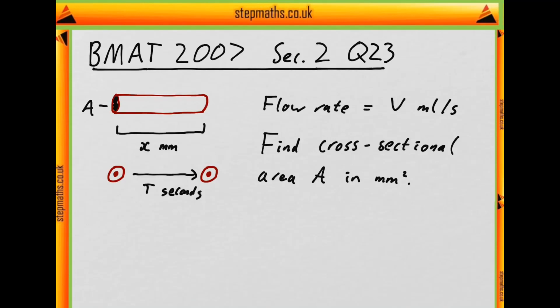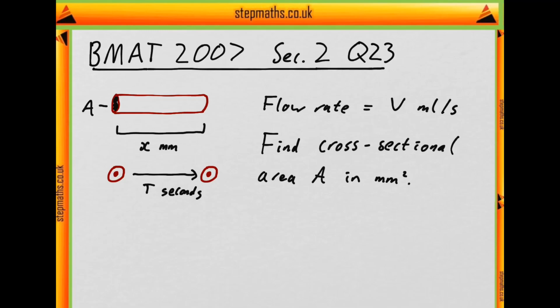This is question 23 from section 2 of the 2007 BMAT. In this question we're told we have an artery. It's got cross-sectional area A. It's got a length x millimeters. We're told it takes big T seconds for a red blood cell to travel from one end to the other. We're told the flow rate is big V milliliters per second. And we're asked to find the cross-sectional area A measured in millimeters squared.